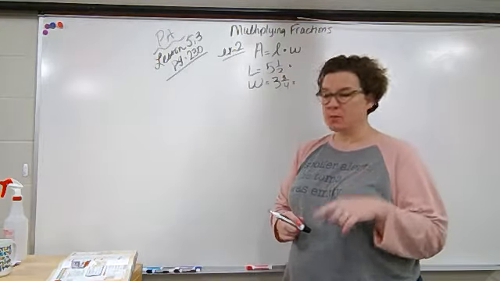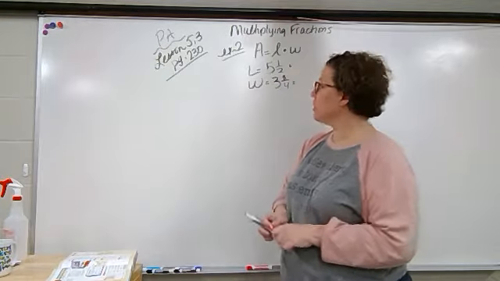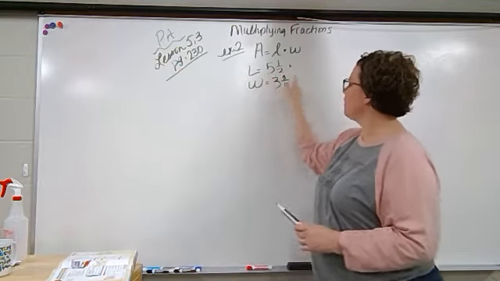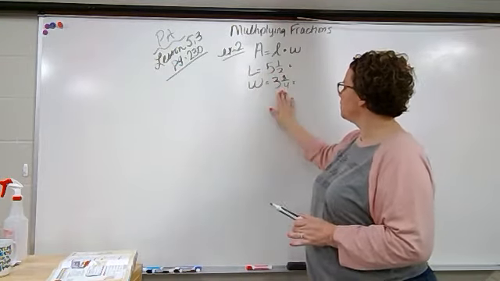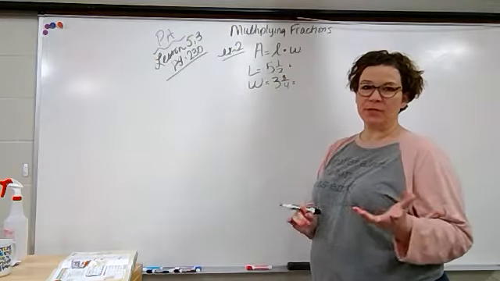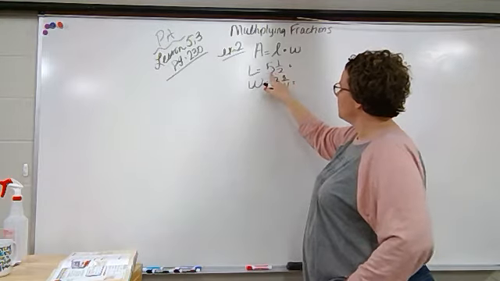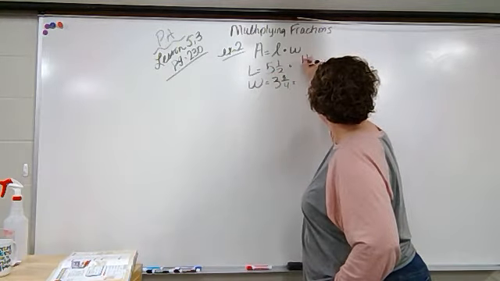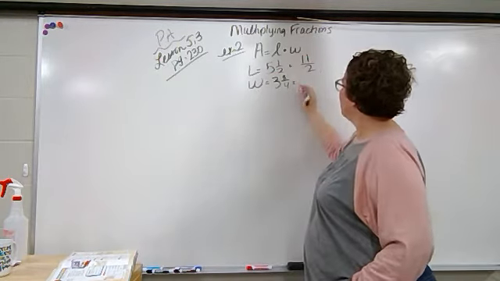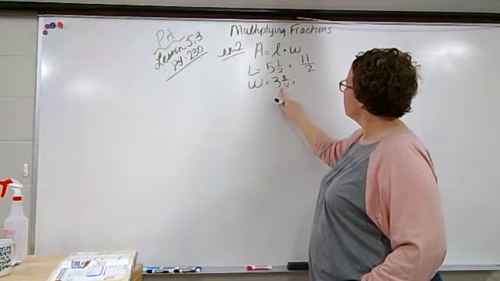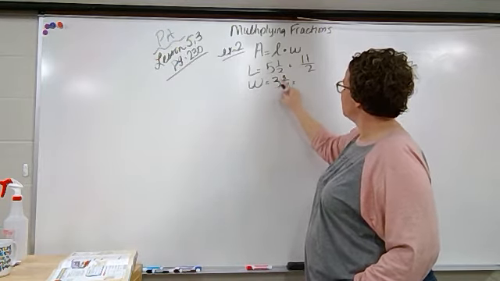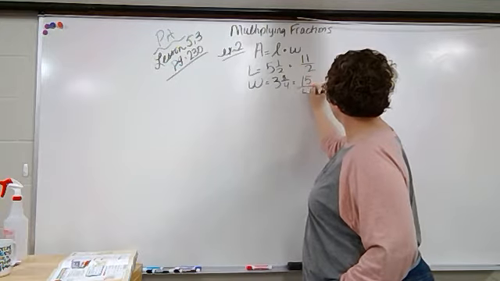So I'm back to my postcard at the top of page 230. It told us that the length is 5 1/2 inches. The width is 3 3/4. So the first thing I have to do is change these into improper fractions. 2 times 5 is 10, plus 1 is 11 halves. And then my width is 4 times 3, 12, plus 3 is 15 over 4.